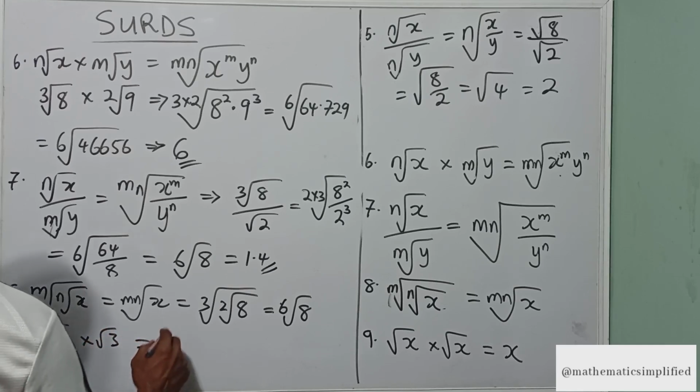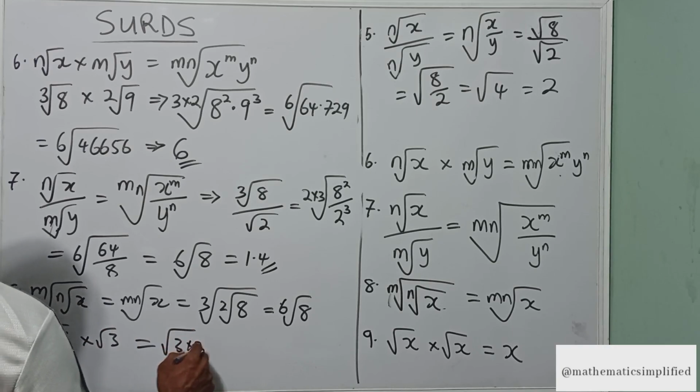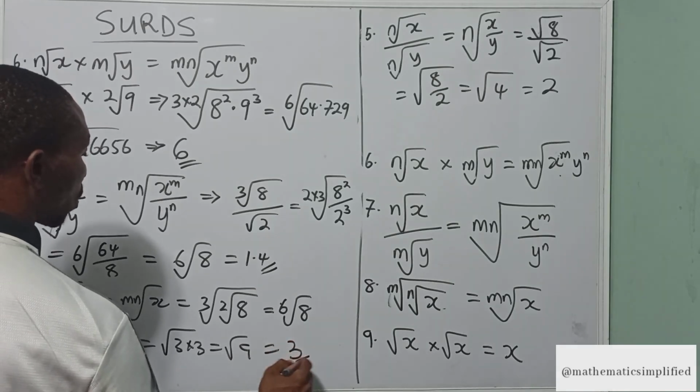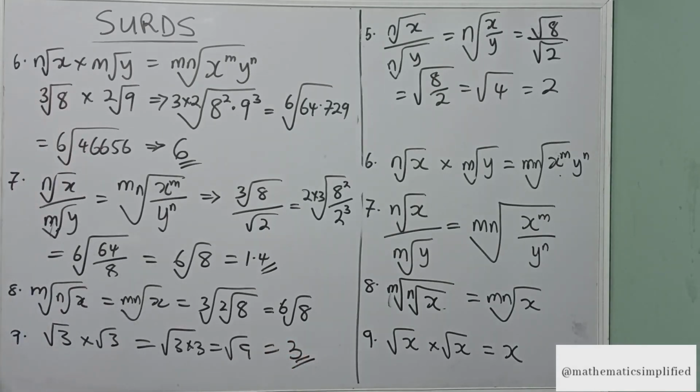Root 3 times root 3 will give us root 3 times 3, which gives us root 9. So root 9 will give us 3. So that's how we have those examples.